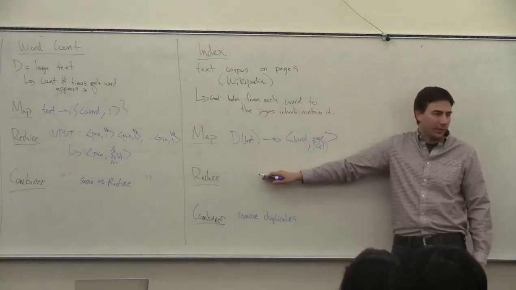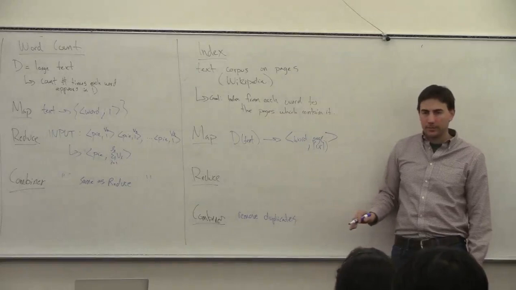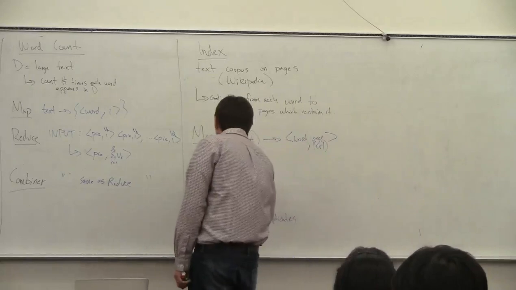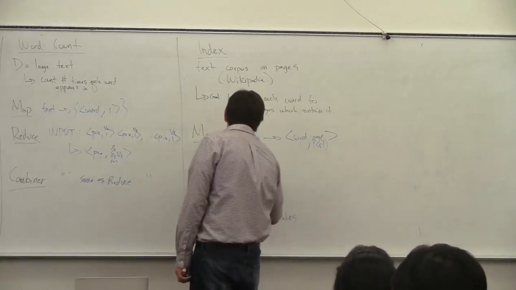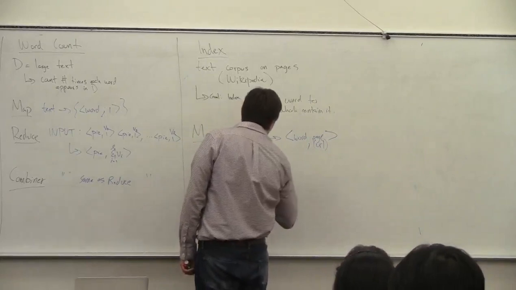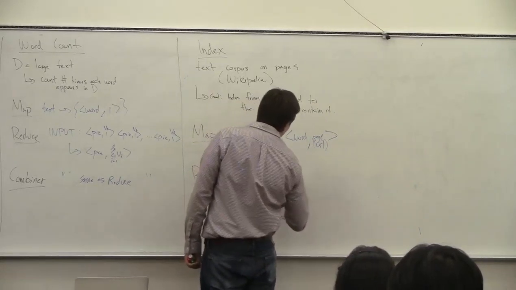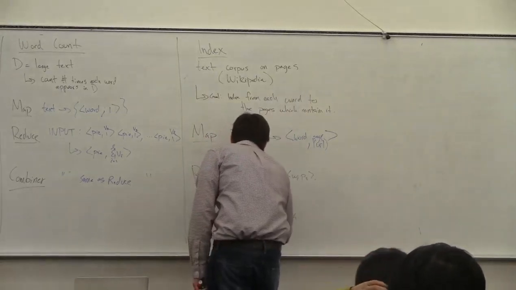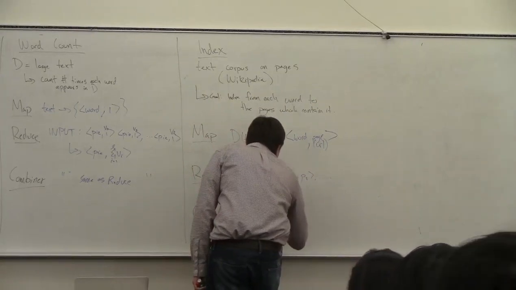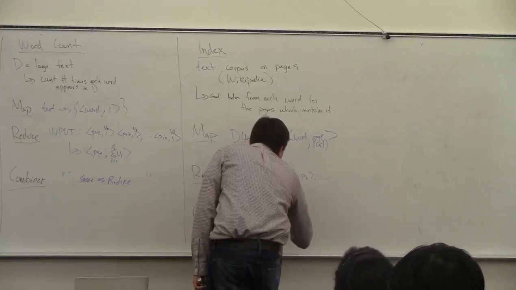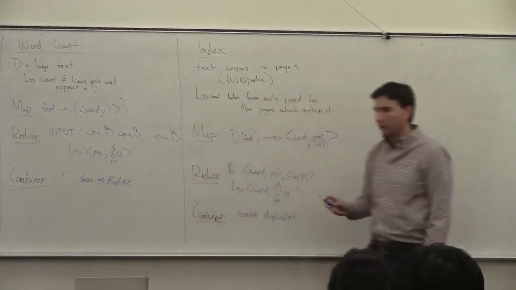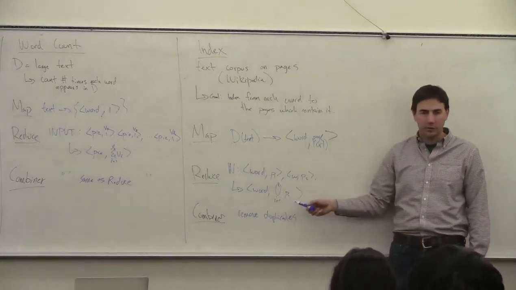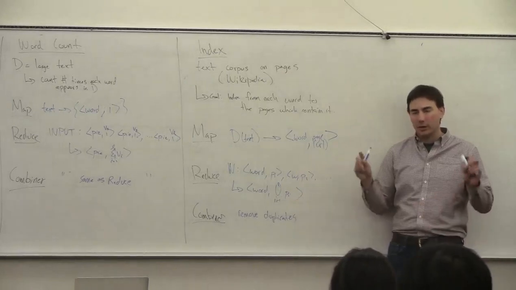So then what are we doing in the reduce step? It's going to be a bunch of word and page pairs. And so the output is this word and this union. So then for each word, this index just gives us a list of all the pages which contain it. And the union takes care of duplicates.